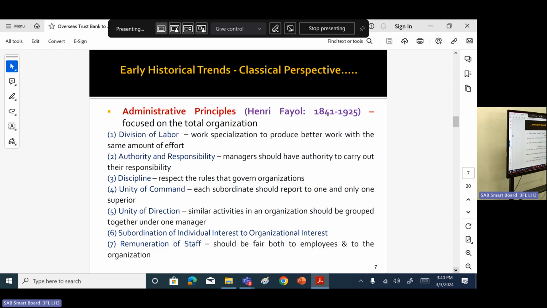Humanistic perspective. Then Fayol has presented these 14 principles, which are considered 14 universal principles in management.